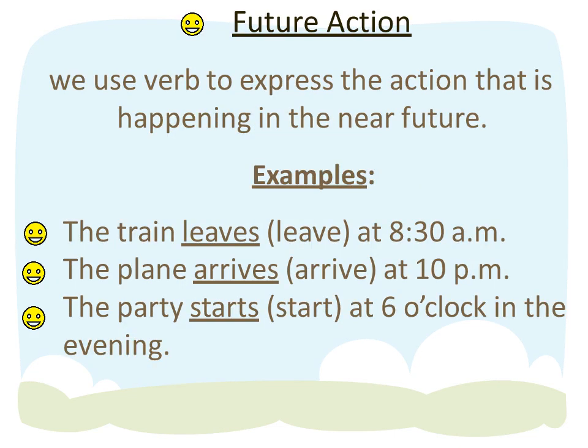Future action. We use the verb to express the action that is happening in the near future. Examples: The train leaves at 8:30 a.m. The plane arrives at 10 p.m. The party starts at 6 o'clock in the evening.